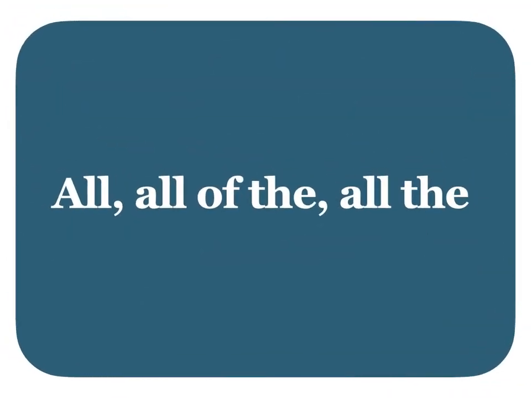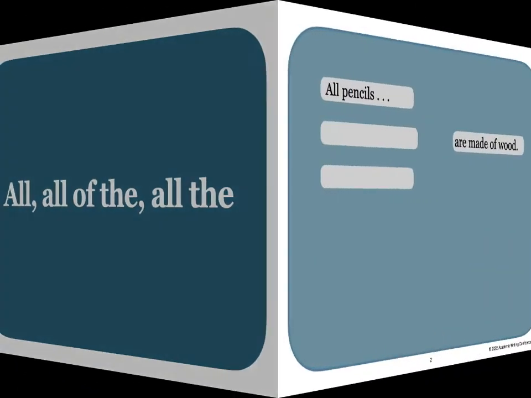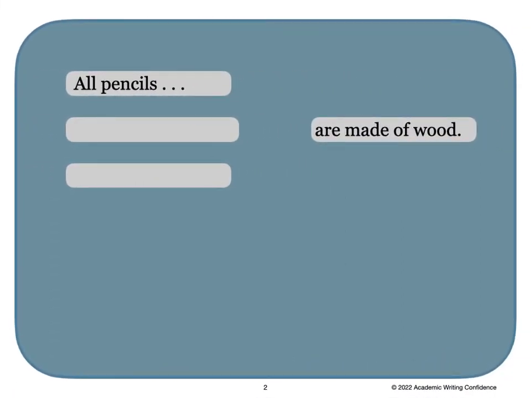Let's talk about how to use all of the, and all the. Well, what is the difference between these three sentences? All pencils are made of wood. All of the pencils are made of wood. And all the pencils are made of wood.